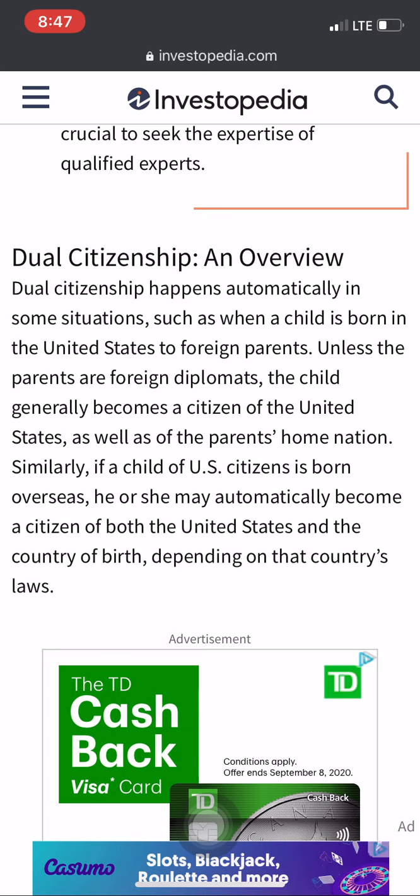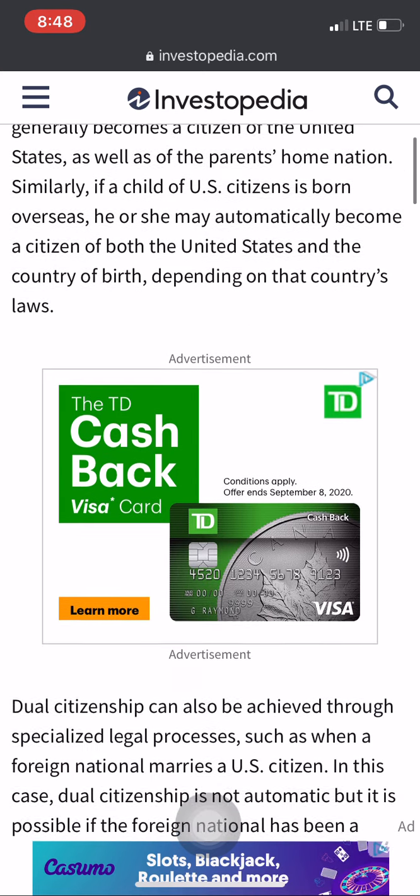Similarly, if a child of US citizens is born overseas, he or she may automatically become a citizen of both the United States and the country of birth, depending on that country's laws. So even if that child is born outside of America, he or she can still become a US citizen and a citizen of that country.